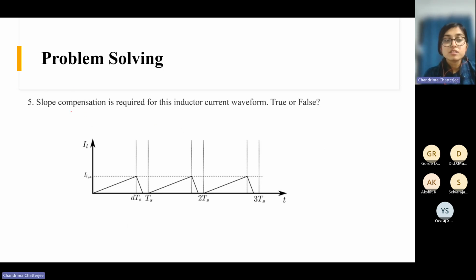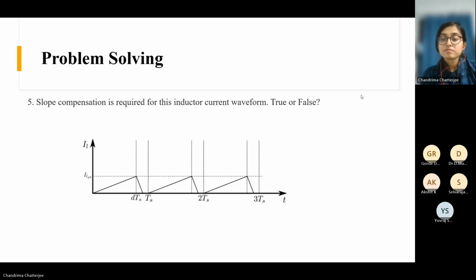Next question is, slope compensation is required for this inductor current waveform, true or false? This inductor current waveform is given here. We saw the slope compensation technique, right, where the positive level and negative level don't match, and eventually they get worse. The system becomes unstable as the current is no longer balanced. For that we used the slope compensation technique. For this current, do you think slope compensation is required?